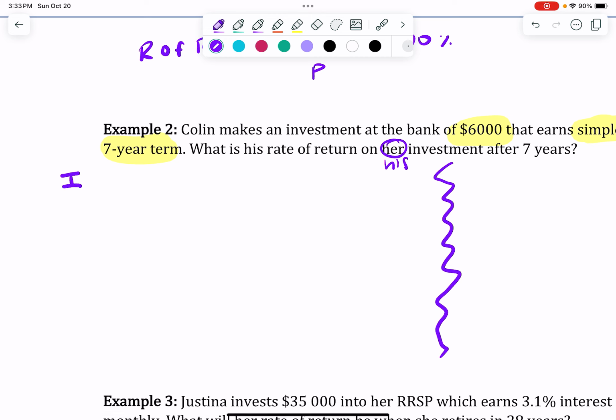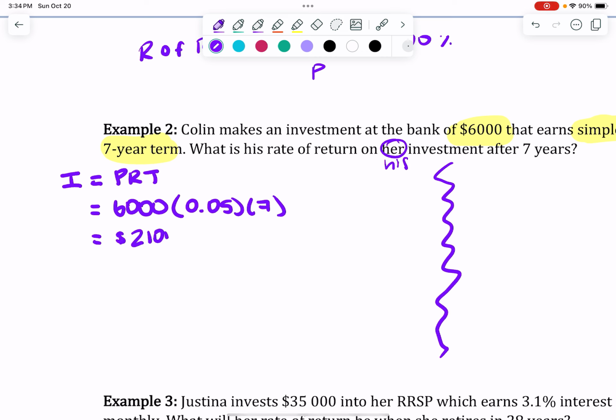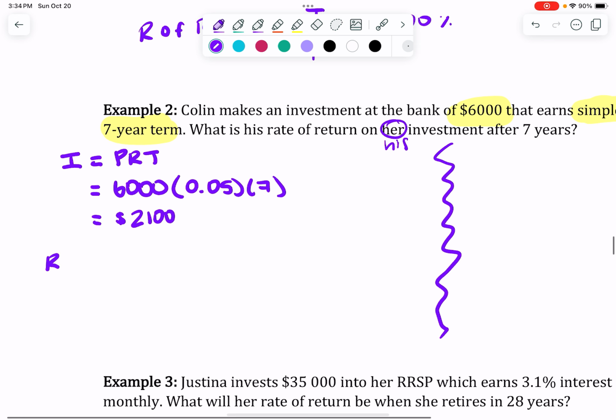I'm going to start by calculating I. I know I is equal to PRT. I know Colin invested $6,000. I know my rate has to be expressed as a decimal. And I know he does that for 7 years. Now I can plug this into my calculator. And when I do that, I should get $2,100. Now, using that value, we can figure out his rate of return, which in this case is my capital I over my P times 100%.